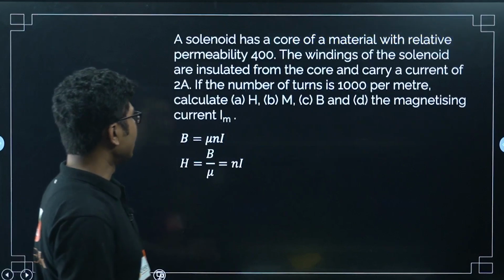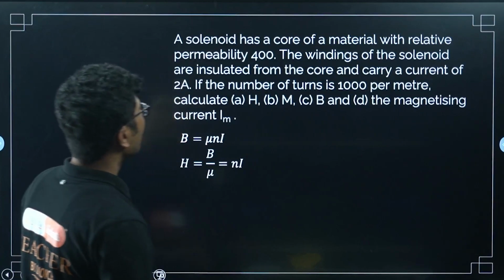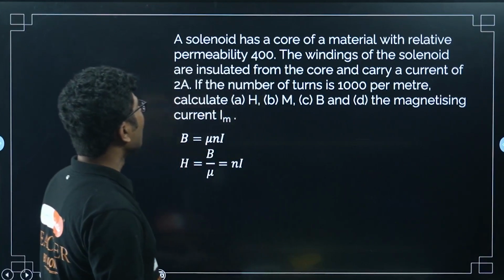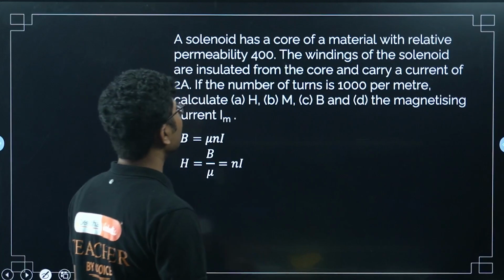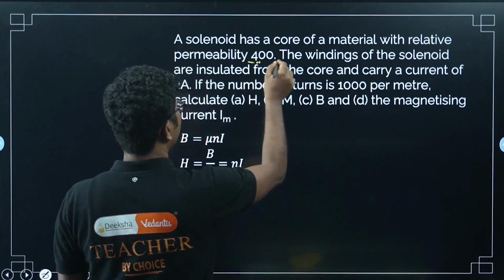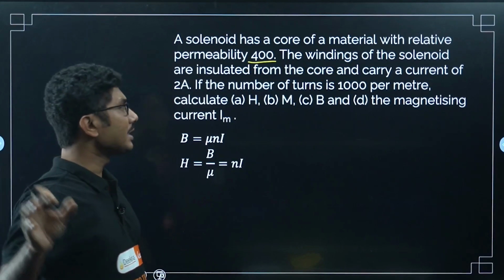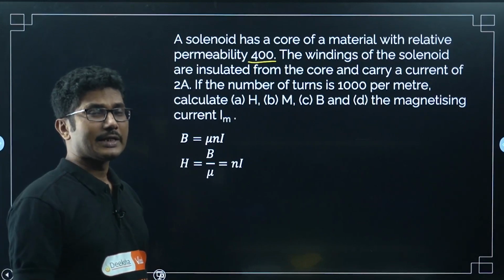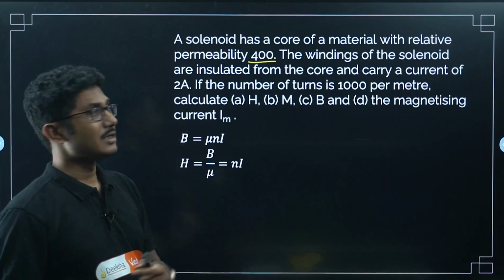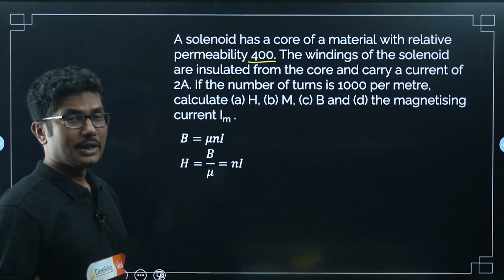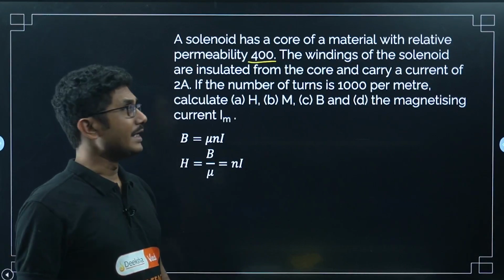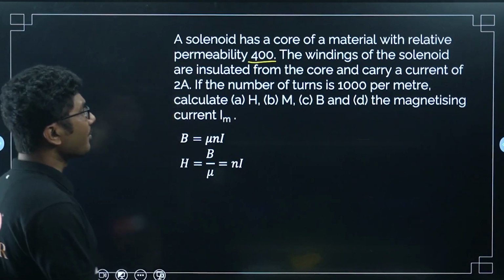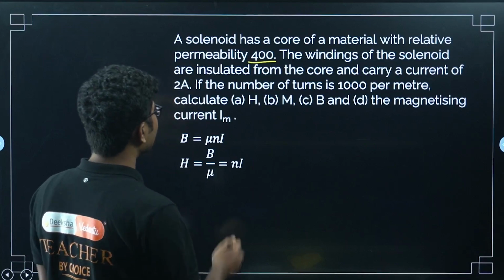Now let us look into a simple problem. It is not an MCQ problem, it is a step-by-step solution. A solenoid has a core of material with relative permeability 400. This is a very important concept, so that's why I am solving this question. Maybe in your KCET exam or your board exam, a similar problem may come with multiple choices, so you should be ready. The windings of the solenoid are insulated from the core and carry a current of 2 ampere.